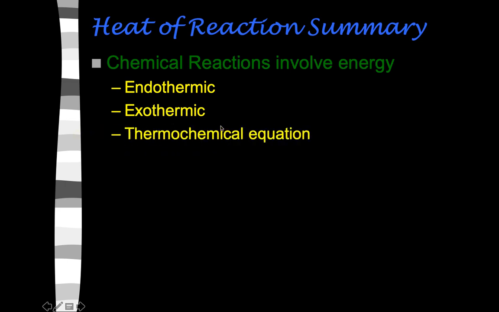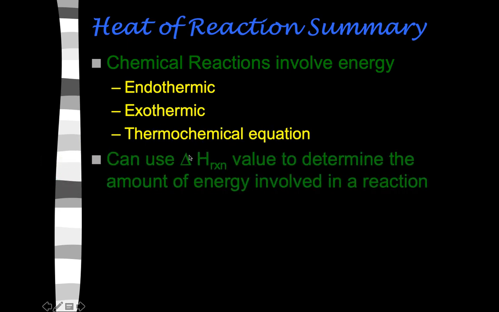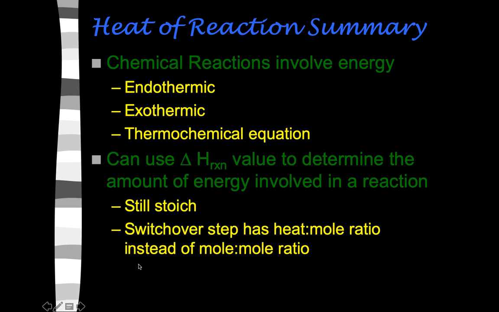A thermochemical equation is when you write a balanced chemical equation like we already know how to do, but you add in the delta H value. You can use the delta H of a reaction to figure out how much energy is either needed to start the reaction or produced after the reaction. It's still stoichiometry. You still have a switchover step, but it's a heat to mole ratio instead of a mole to mole ratio. You could still do a mole to mole ratio if the problem was asking for that, but you can also do that heat to mole ratio. That is our summary for our new information today.